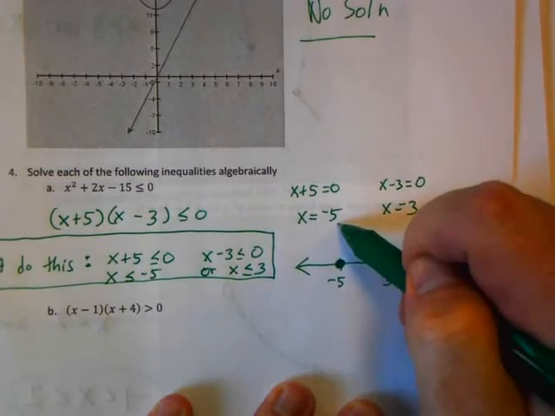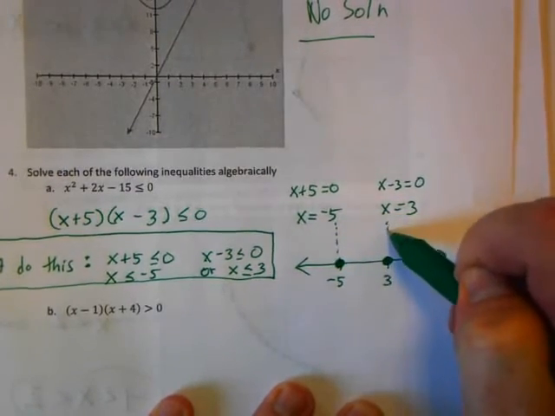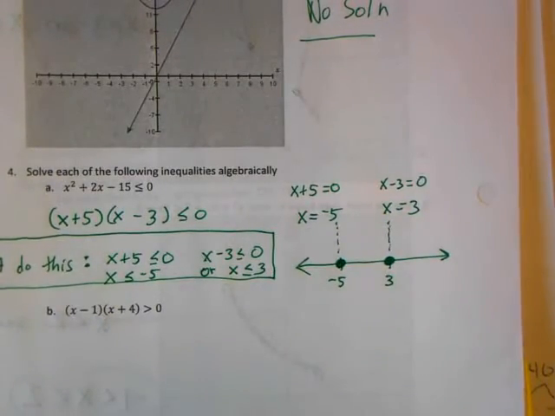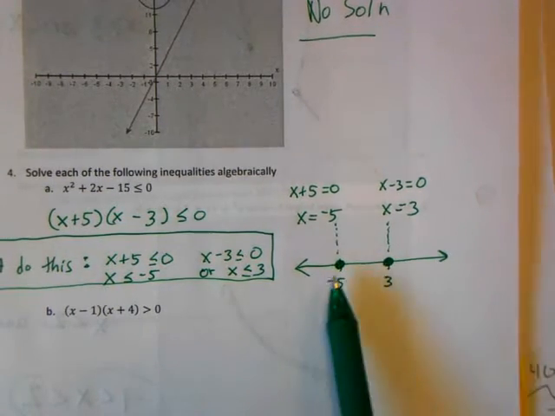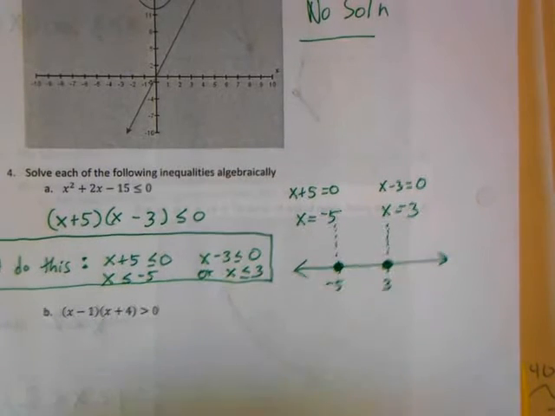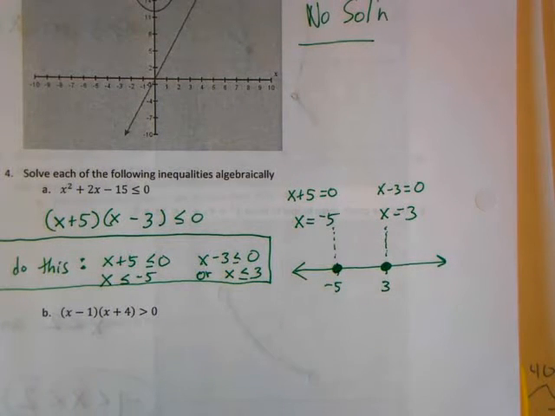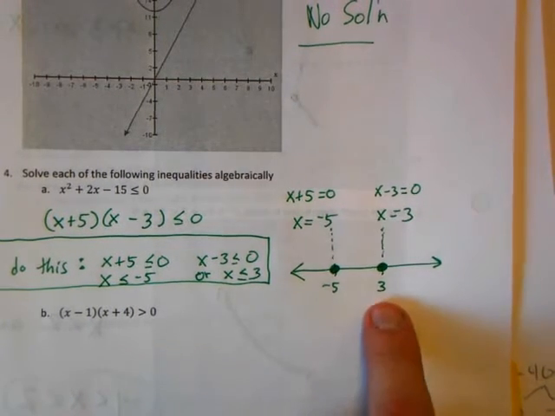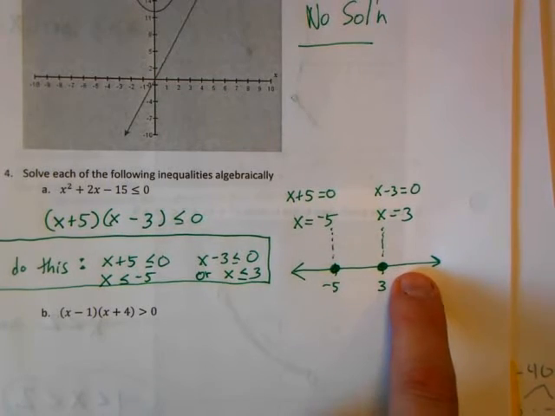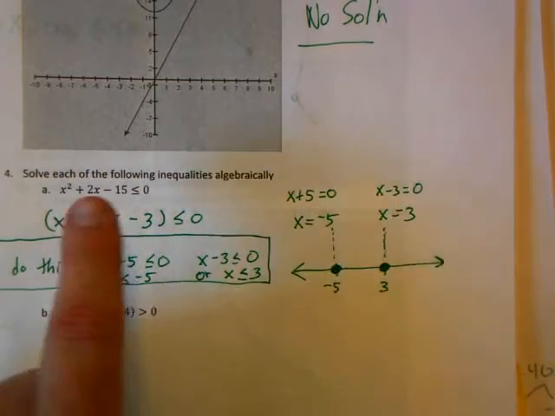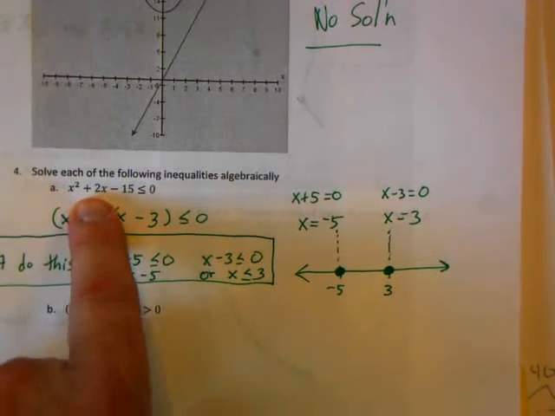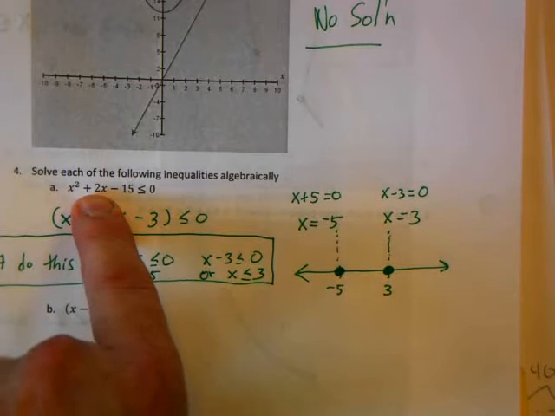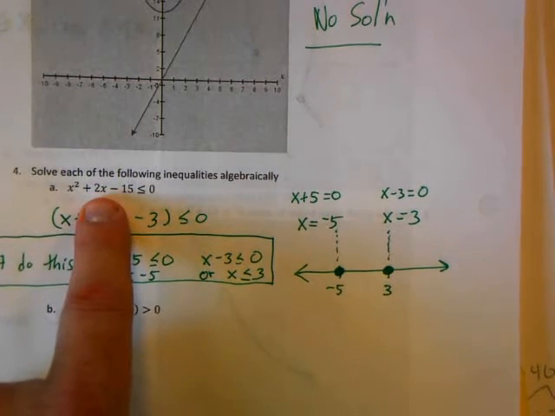What that does is it splits the number line into 3 regions. We have the region bigger than 3, the region in between negative 5 and 3, and the region smaller than negative 5. What I'm going to do is pick a favorite number in each region. What's your favorite number bigger than 3? 7. I'm going to take 7 and plug it in. What's 7 squared? 49. What's 2 times 7? 14. What's 49 plus 14 minus 15? 63.